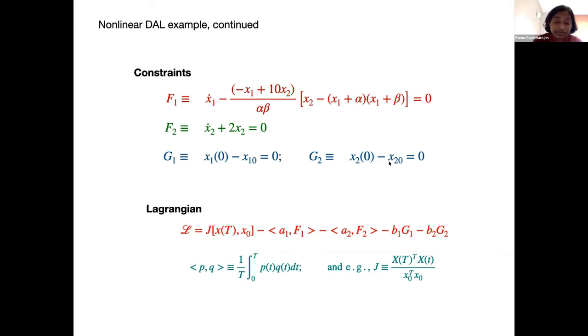Similarly for x2. Now we construct a Lagrangian. So the Lagrangian looks like this. It has got a cost function. You can choose any cost function or gain function, whatever you may want to call it. Harshit insists that if it's something you want to maximize, you call it a gain function; if you want to minimize it, you call it a cost function. And we will define that as just the energy.